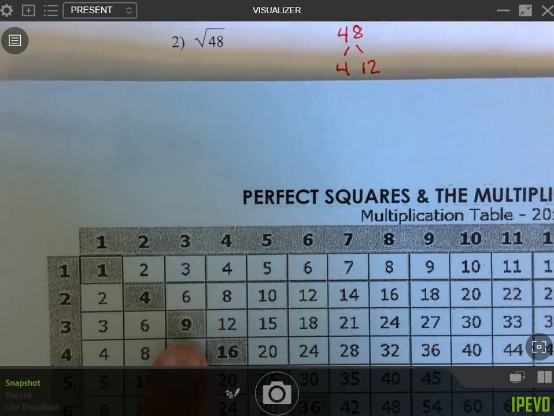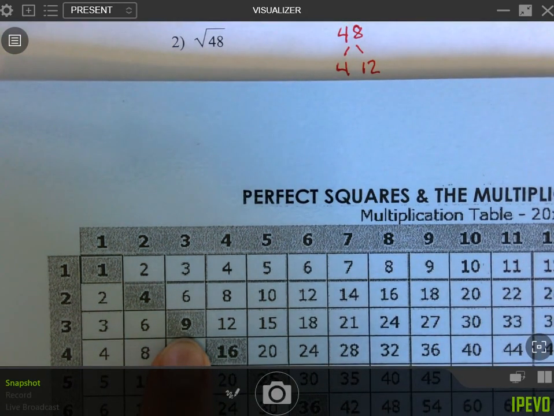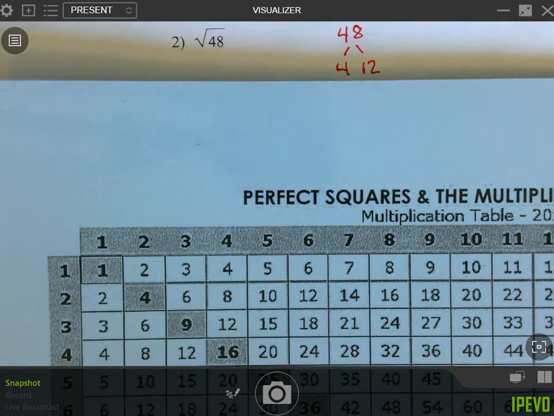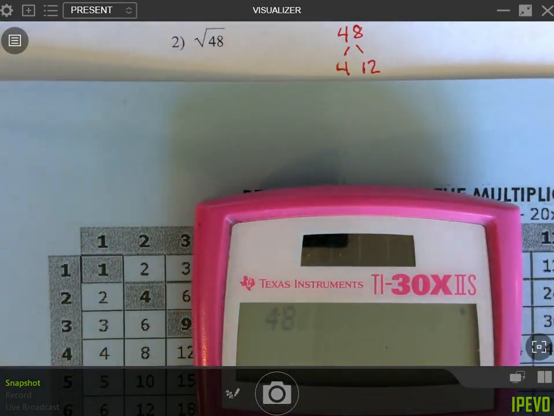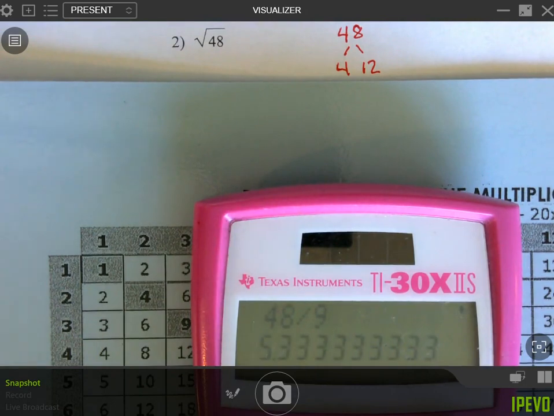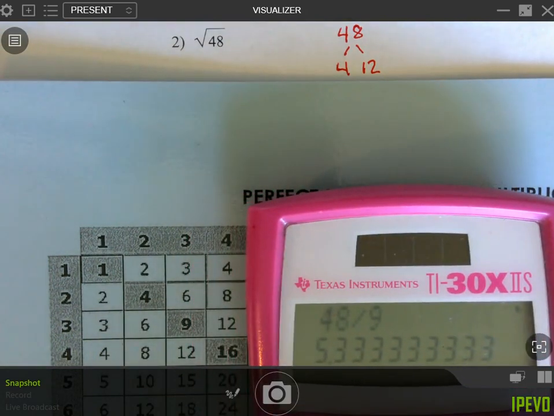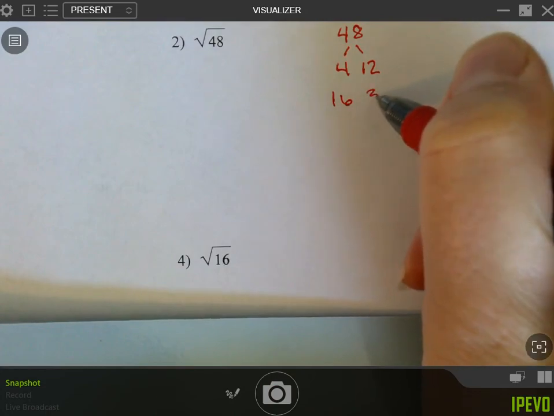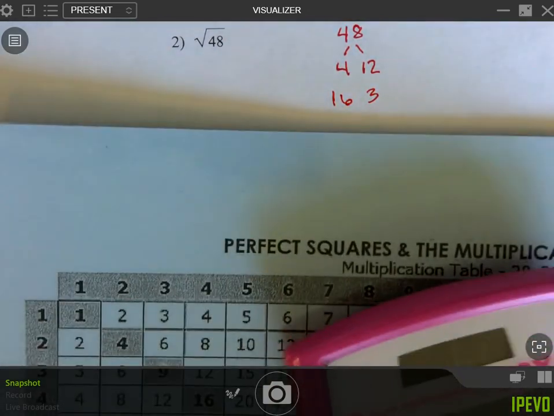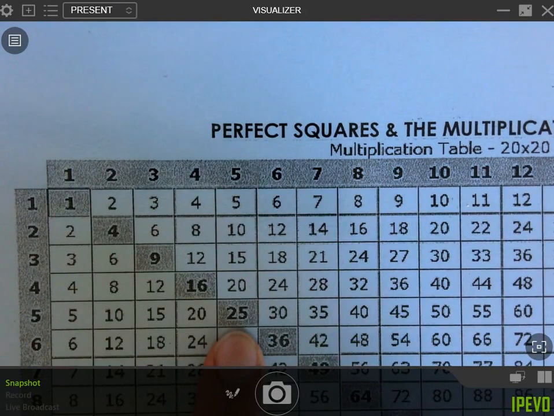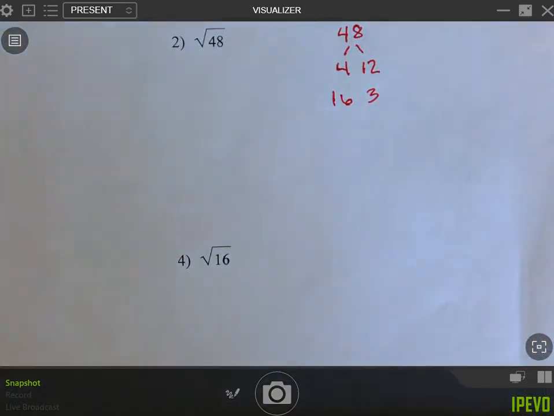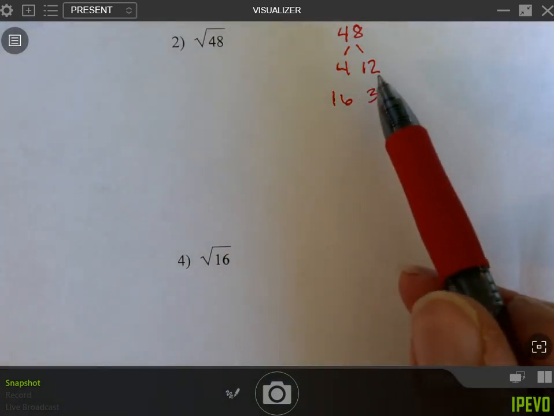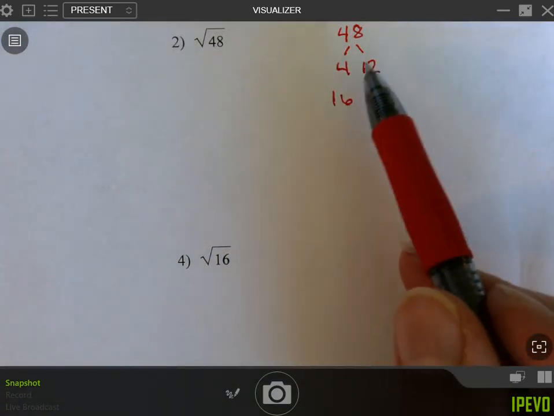Take 48 and ask, does it divide by 9 evenly? So you're going to take 48 in your calculator and divide by 9. Does it work? No. All right, what's the next perfect square? So I'm going to take 48 and see if it divides evenly by 16. Okay, 16 times 3. That is the highest. If I needed to double check, I would just keep going through my list. 48 does not divide by 25 and definitely does not divide evenly by 36. Okay, 4 and 12 work because 4 is a perfect square, but 12 has to be broken down.